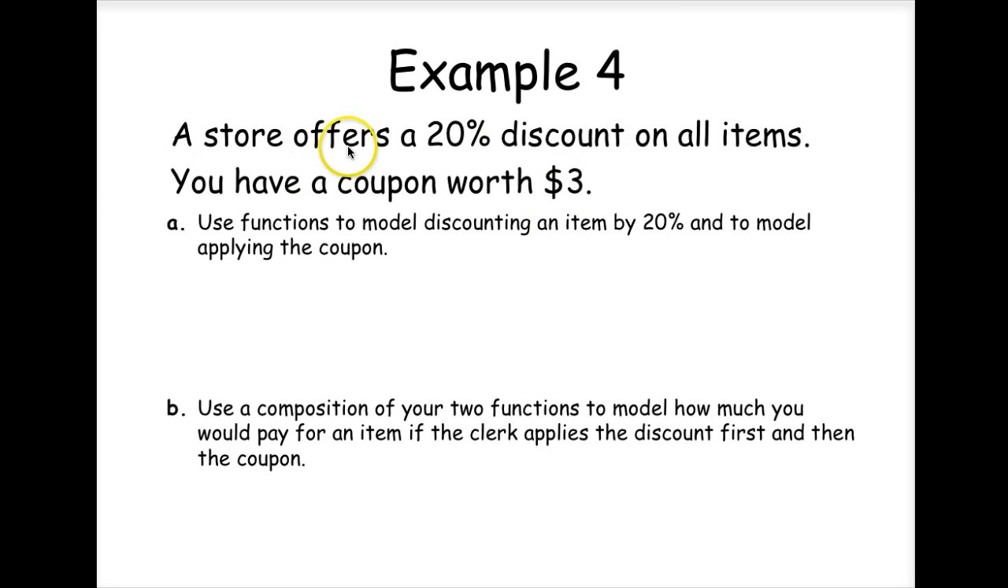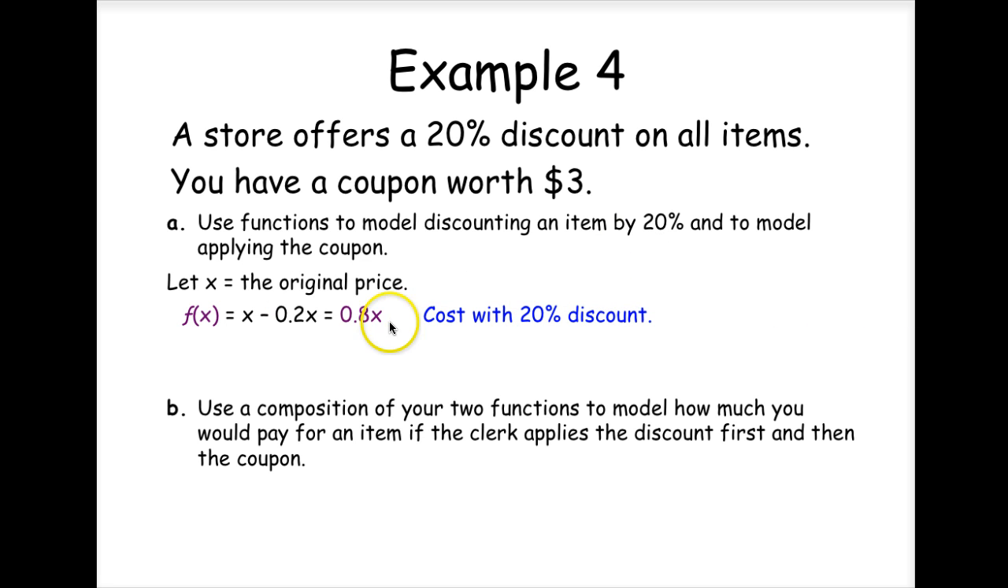Example 4. A store offers a 20% discount on all items, and you have a coupon worth $3. Use functions to model discounting an item by 20% and to model applying the coupon. Well, first of all, if an item is discounted 20%, then what you're going to pay for it is 80%. So let f of x represent the 80% cost of the item you're buying. g of x is going to represent having a coupon, taking $3 away from whatever the original price would be.